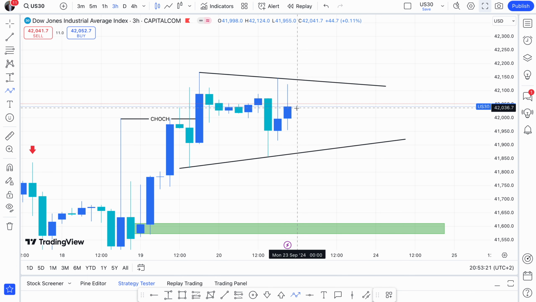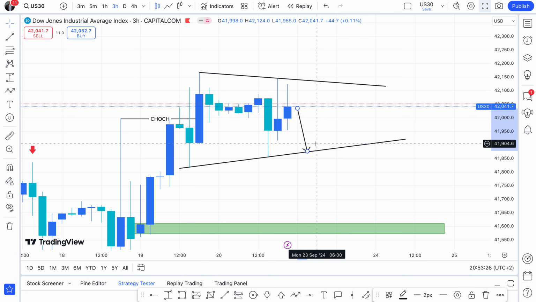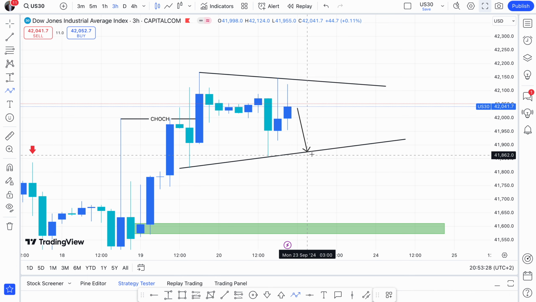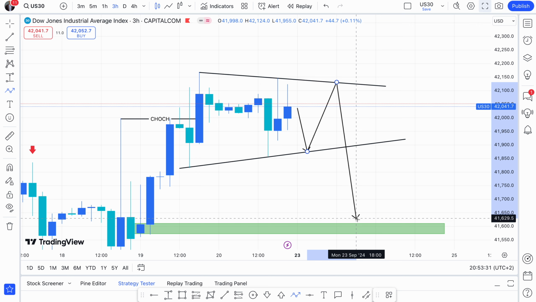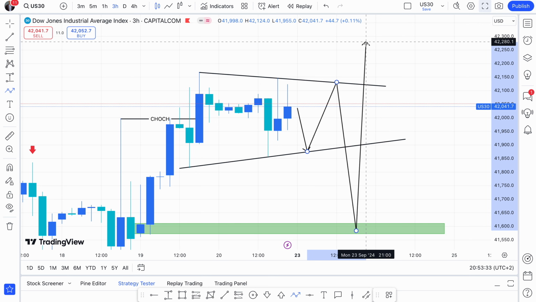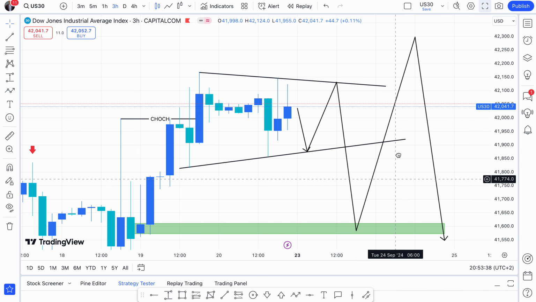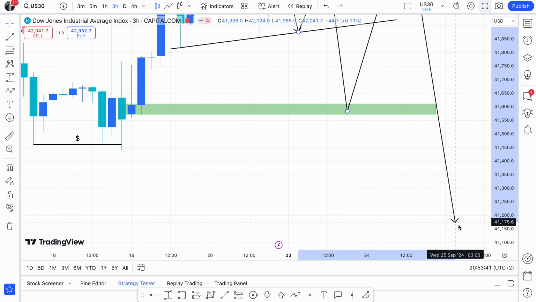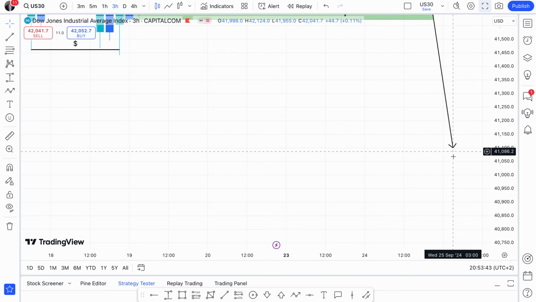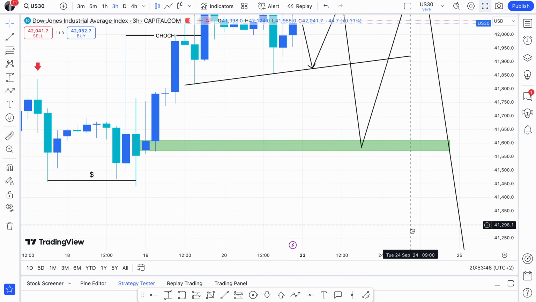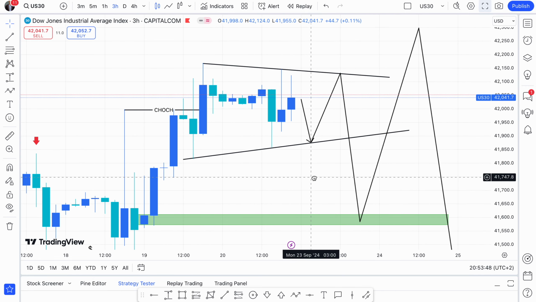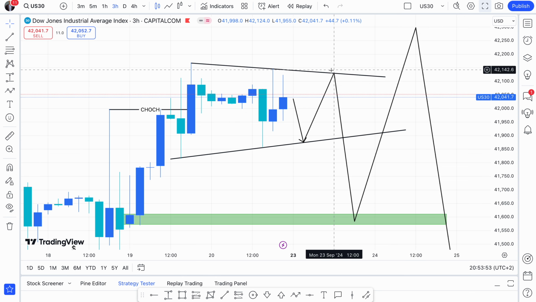So thinking maybe something like that. Seeing it from there, then giving us a sell, and then maybe we might see a buy, and then we're going to see a strong sell back to that zone there. So that's my thoughts. But just watch out for this.